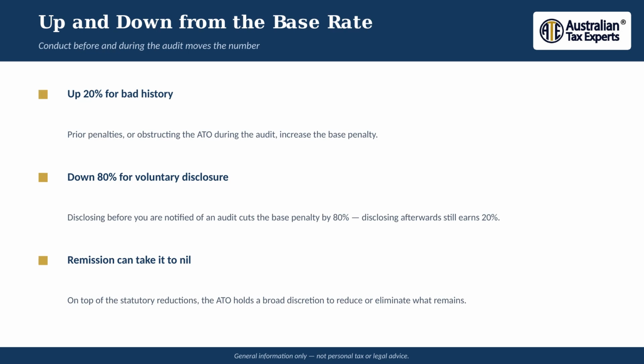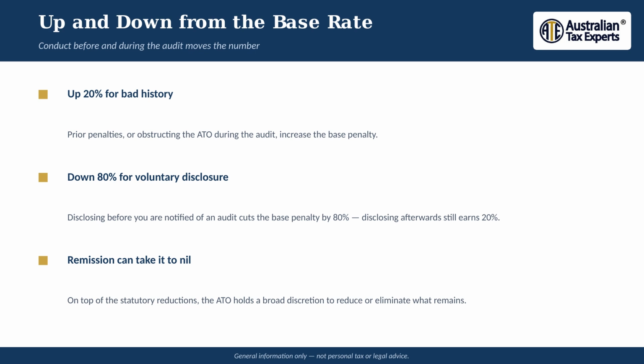The base rate is only the starting point. It moves in both directions. It moves up by 20% if you have a history of penalties, or if you obstruct the ATO during the audit. It moves down dramatically for a voluntary disclosure. Disclose before the ATO notifies you of an audit, and the base penalty drops by 80%. Even disclosing after notification still earns a 20% reduction.